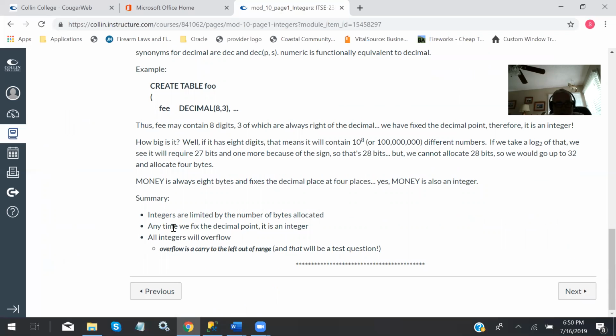Summary, get that. Anytime we fix the decimal point, it is an integer. All integers overflow. What is overflow?